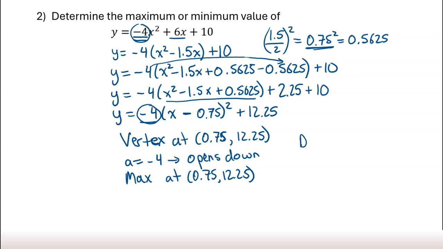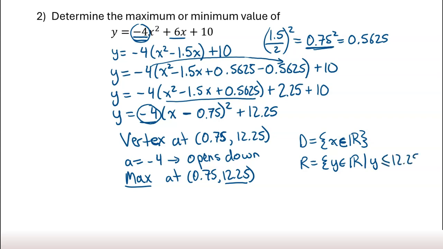So we could also list the domain and range, a little added bonus, as I noted. X is always a set of all real numbers unless it's a real life situation that has some practical restrictions due to time or something. But the range is always going to have restrictions. In this case, y is a set of all real numbers, and because it opens down, it's a maximum at this y value. That means that y has to be less than or equal to 12.25.